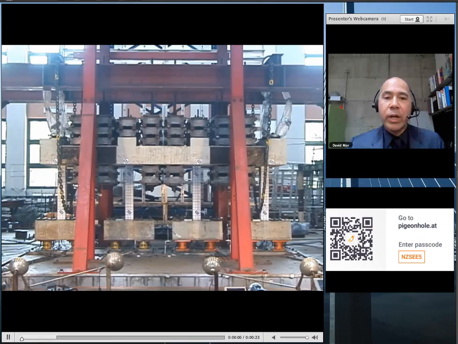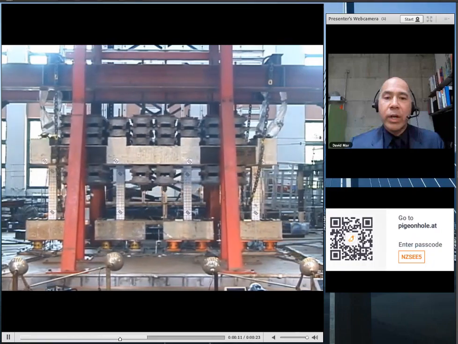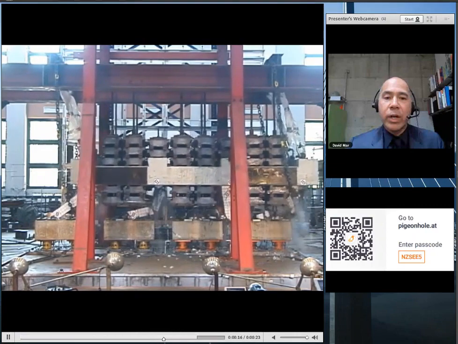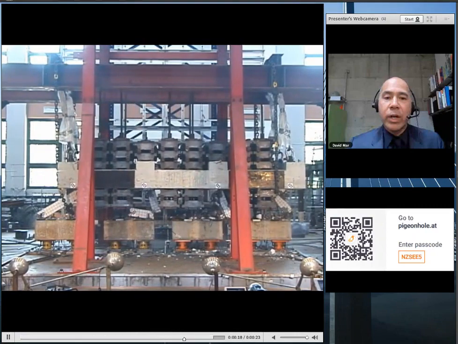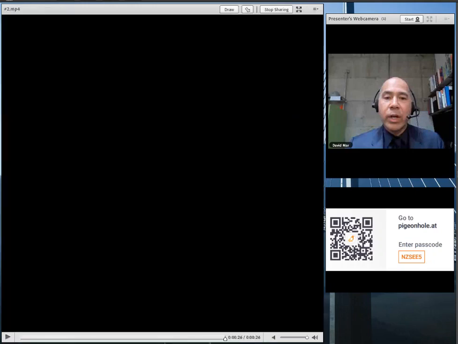this is a test from Taiwan. This is a non-ductile concrete frame. And here you're going to see what happens to non-ductile concrete columns during an earthquake. Okay, next image. And the next is just a close-up of the same column. You can see what happens with limited displacement.